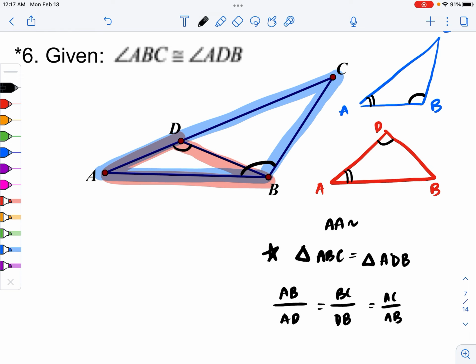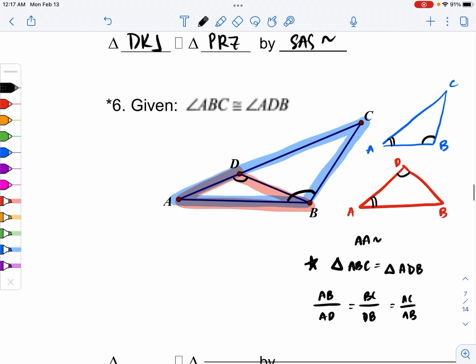Okay? And all this is saying is we have certain parts of these triangles that are proportional to each other. The red one's obviously smaller than the blue one, and that's how the proportions will actually work in this particular triangle. So there is proportionality here. These are in fact similar.